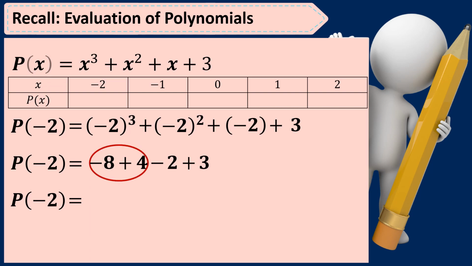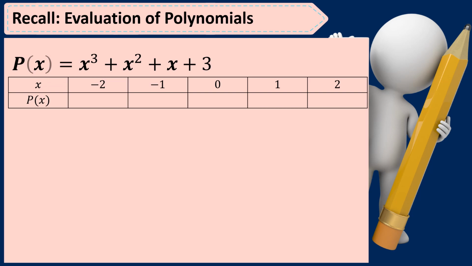-8 plus +4 is equal to -4. -4, combine it to -2 is equal to -6. -6 plus 3 is equal to -3. So p of -2 is equal to -3.